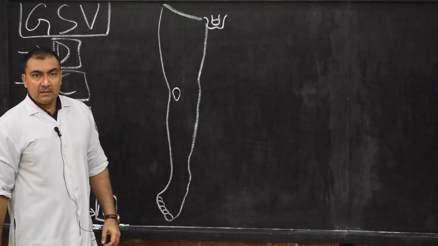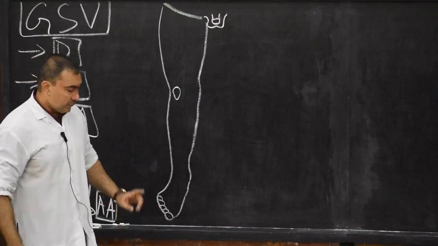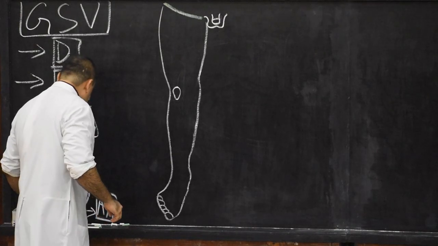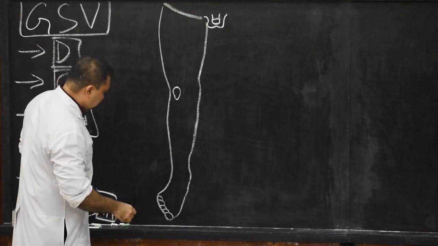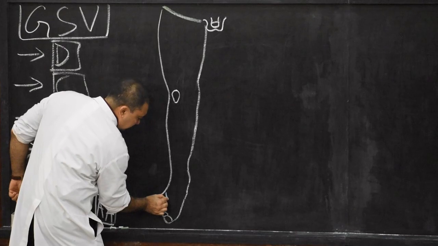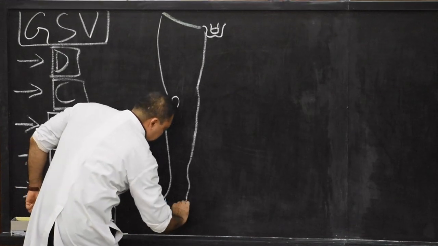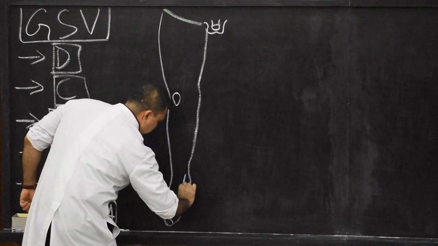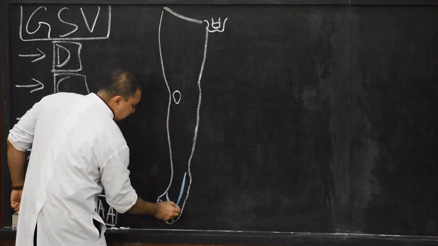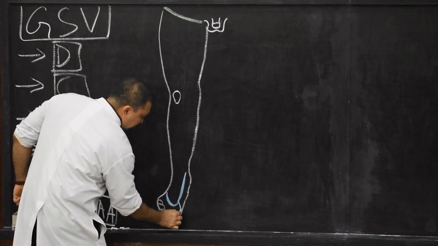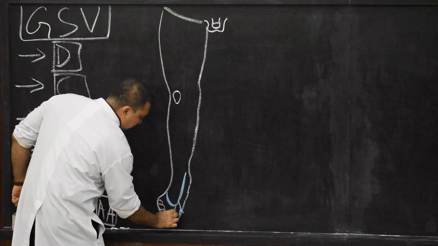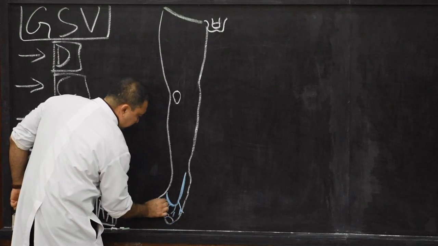Now, the entire great saphenous vein we draw in such a way that we show that this vein will start from the dorsal venous arch. This is how we show dorsal venous arch, which is supplemented with the medial marginal vein. This is where we show.